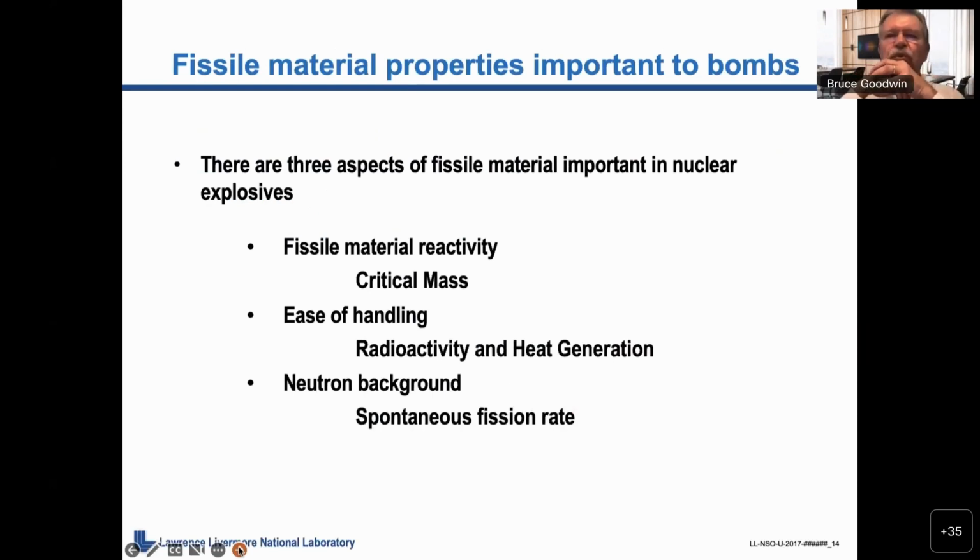So what is important to a bomb? There are three aspects of fissile material that matter to a bomb. The first is the reactivity of that fissile material, which one measure is the critical mass, the minimum amount required for a chain reaction. The ease of handling: the stuff is incredibly radioactive or incredibly hot. It's rather difficult to deal with, so that does matter, ease of handling. And the neutron background, which is the spontaneous fission rate for the material that you're using, the fissile material. And I'll explain why that matters as we go along.